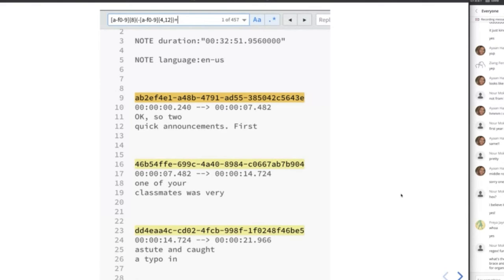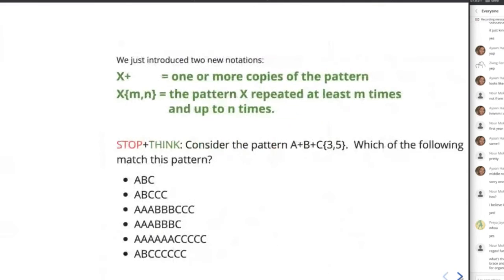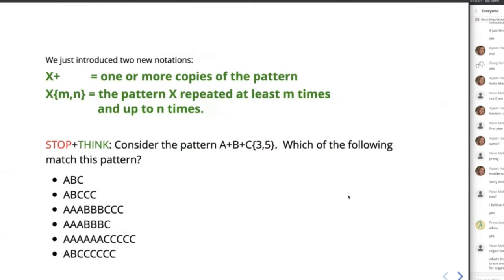Now there's one more convention that is showing up here, and that's this plus sign at the top. The plus sign is going to stand for one or more of these. So X plus means one or more copies, and X curly bracket M comma N means repeated at least M times and up to N times.